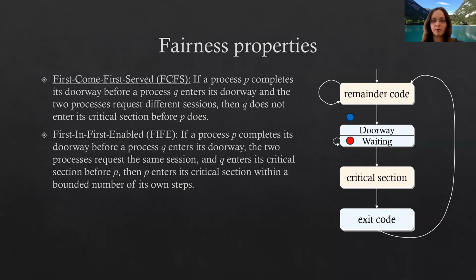We also have fairness properties that define the order processes and sessions may enter their critical sections. If two processes request different sessions, then the first come first served property guarantees that the process that came first will enter the critical section first. We also have the first in, first enable property, which defines the order of processes from the same session, as opposed to the first come first served property, which defines the order for processes that request different sessions. The first in, first enable property ensures that if a process enters its critical section, then the process that has started the algorithm before it and requested the same session will enter the critical section too.